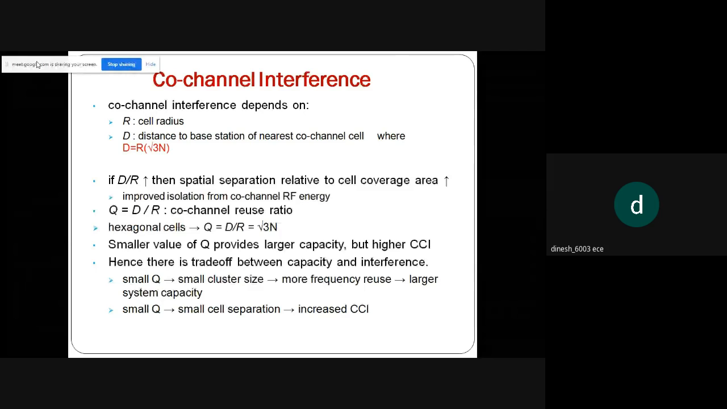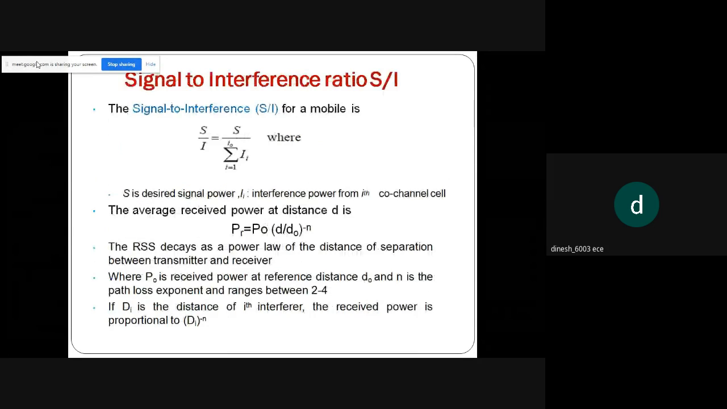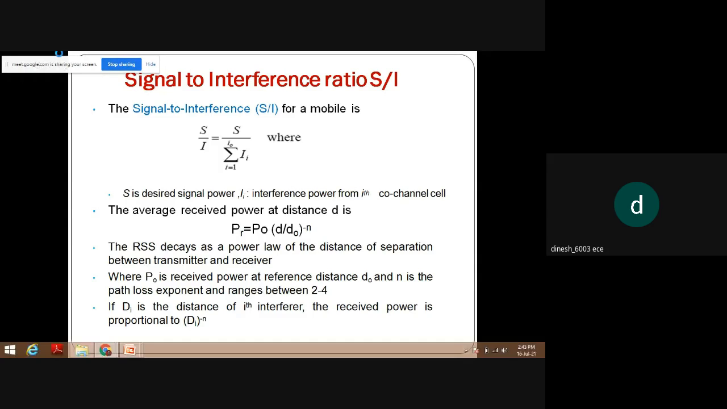Small Q, that is a small D by R, will make a small cluster size with a larger frequency reuse factor and larger system capacity. Another thing is that if Q is smaller, there will be a small cell separation but an increase in CCI. So it should depend upon this; CCI should be maintained at a normal level. Co-channel interference. So next is how to calculate the signal to noise ratio or the signal to interference ratio.